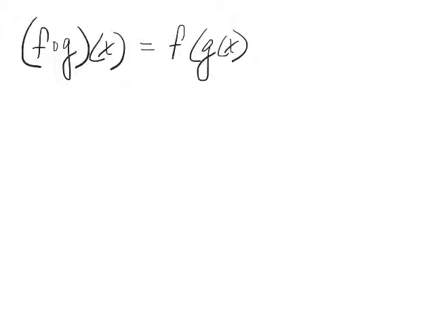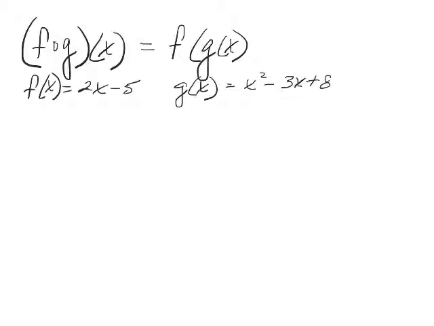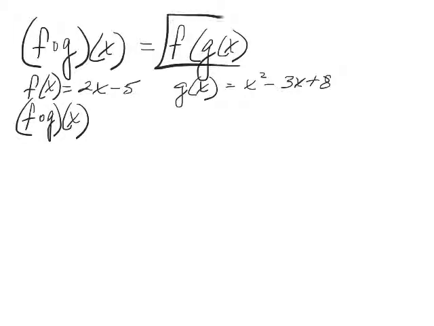So let's go to example 5 on page 140. They give us f of x, and they say that equals 2x minus 5. They give you g of x, and they say that that is x squared minus 3x plus 8. And they want us to find f composite g of x. So that is, again, this here. So we're going to take f of g of x.